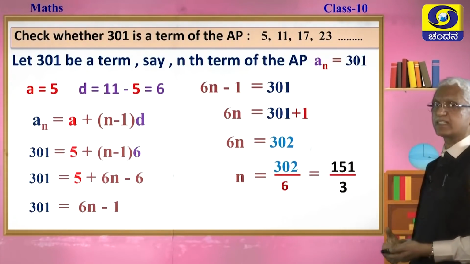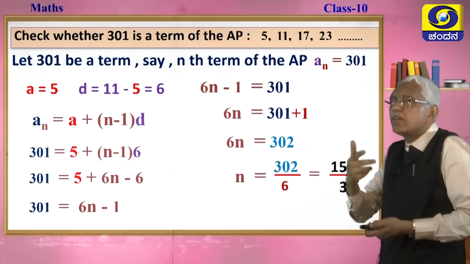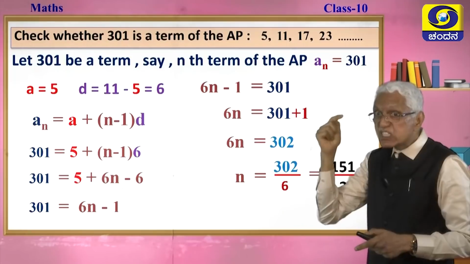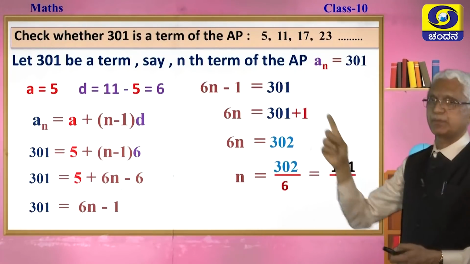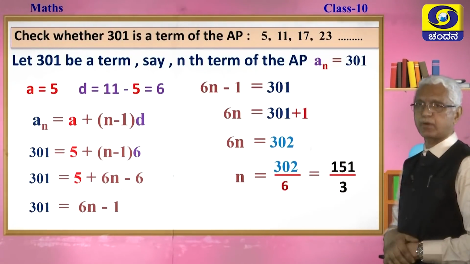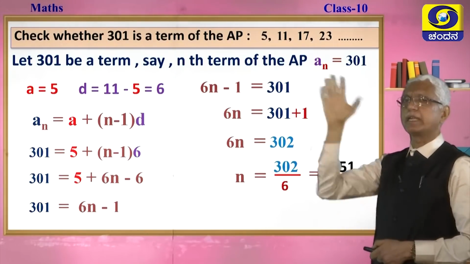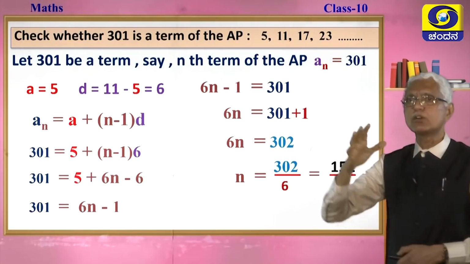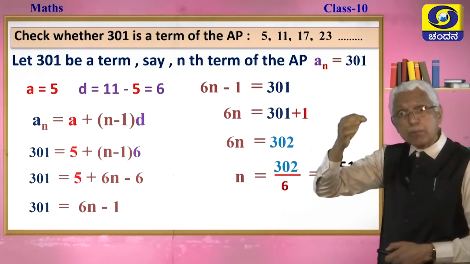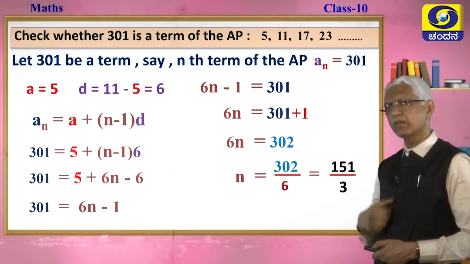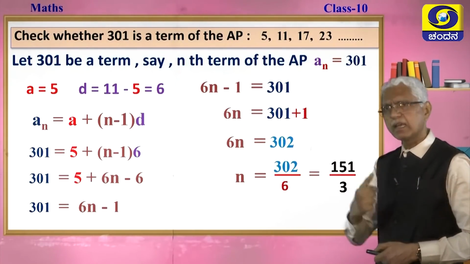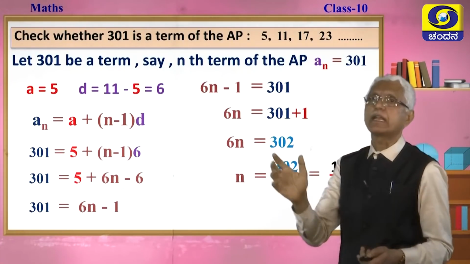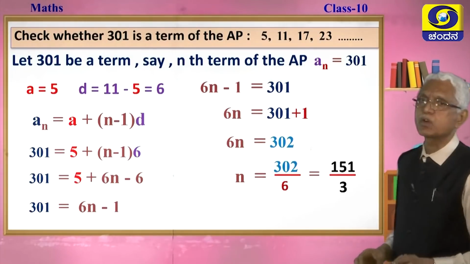But what has happened here? See the beauty. N is equal to 151 by 3. Therefore, 301 does not appear in the given arithmetic progression. It will not appear in the given progression. Suppose you had got n is equal to 42. 301 is the 42nd term. If you had got n is equal to 59, 301 would have been the 59th term. But here you have got 151 by 3. Correct? It is not a natural number. Right? Therefore, 301 does not exist in the given arithmetic progression.